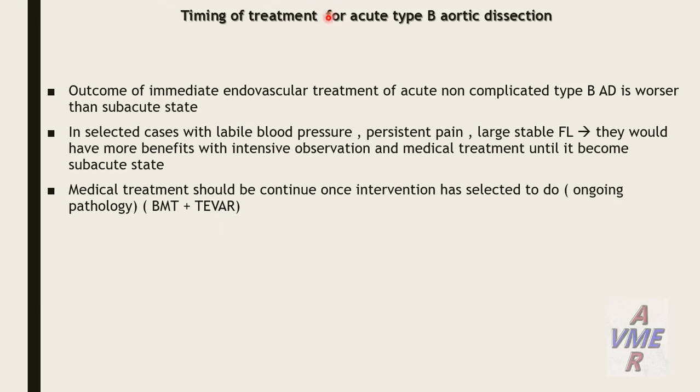Okay, so the timing of the acute type B aortic dissection. If it's not complicated, best medical treatment and close monitoring until the patient changes from the acute phase, within 2 weeks, to the subacute phase, between 2 weeks and 6 weeks, or 2 weeks up to 12 weeks. At this point, we can do intervention in the form of TEVAR. TEVAR and best medical treatment should be conducted, and best medical treatment should be continued, being an ongoing pathology.